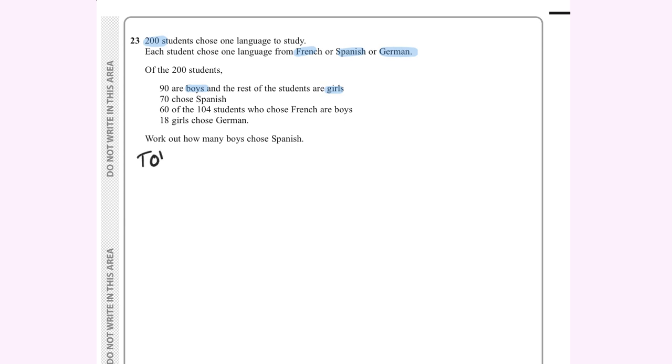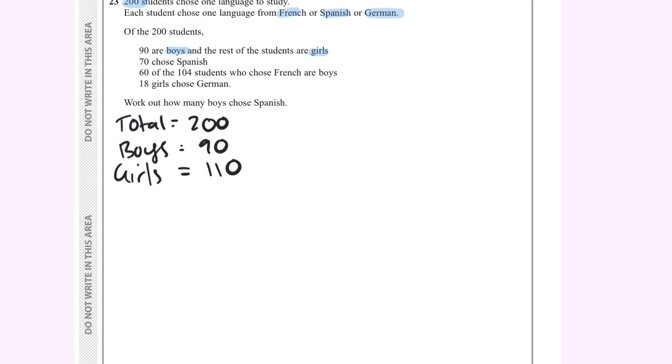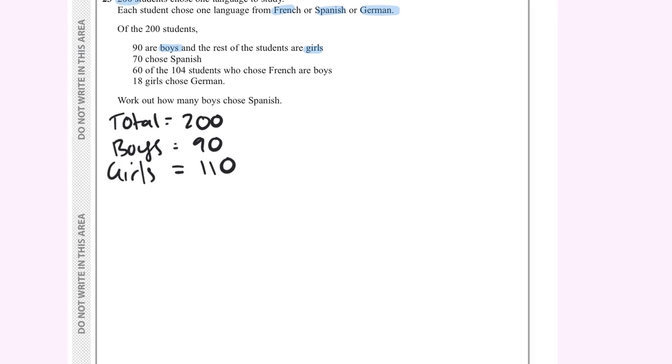So we've got the total is 200. We've got boys is 90. And we've got girls must therefore be 110 because they've got to add up to 200. Okay, first step. Of the 200 students, 90 are boys and the rest are girls.